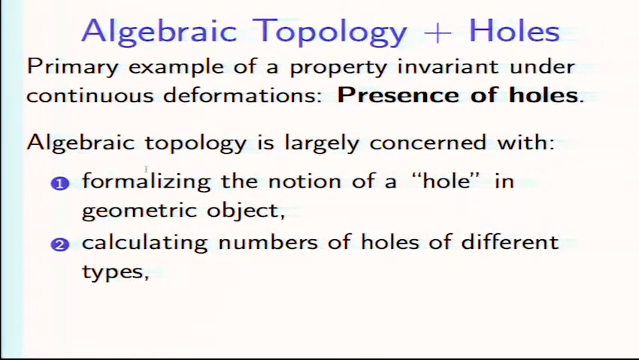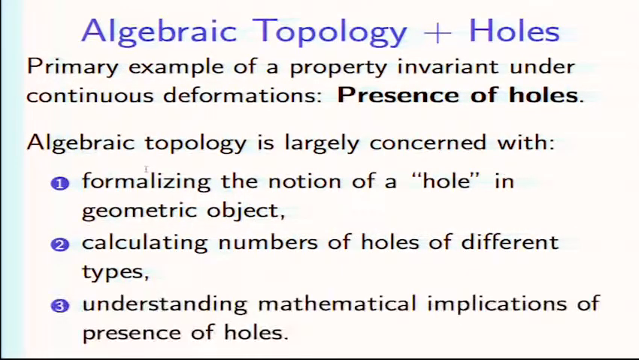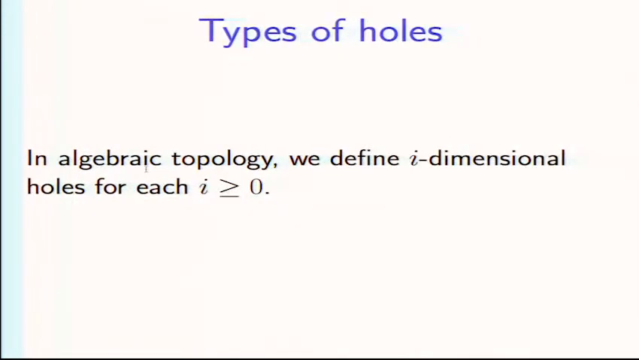Secondly, topology is interested in calculating the numbers of holes of different types in geometric objects. And third, it's interested in understanding mathematical implications of the presence of holes. And I don't want to say too much about that, but it turns out that there are really central implications mathematically of the presence of holes in geometric objects. For example, questions of whether I can solve equations on certain domains boils down to whether those domains have holes. And really, topology is a central component of modern mathematics because of these connections, but I won't say anything more about that right now.